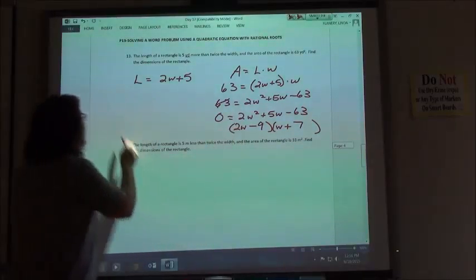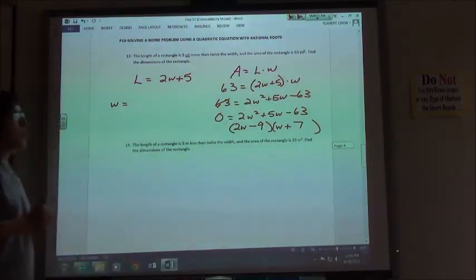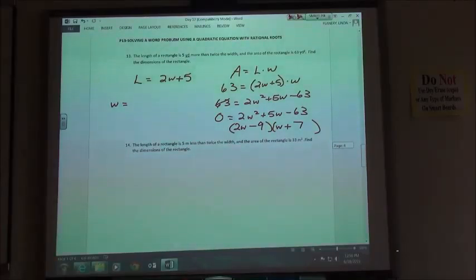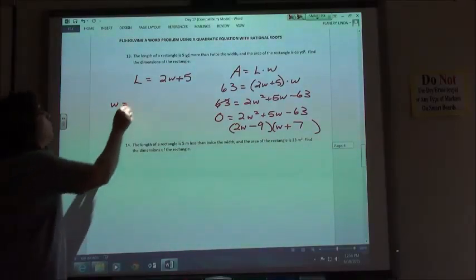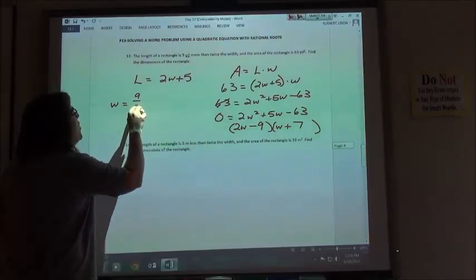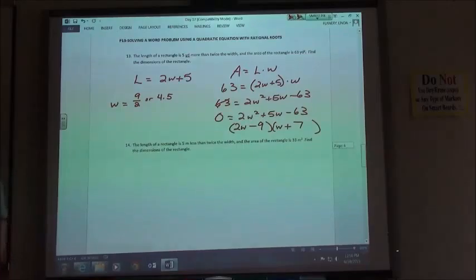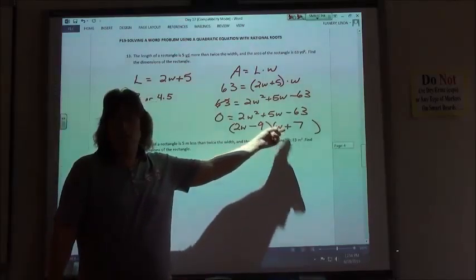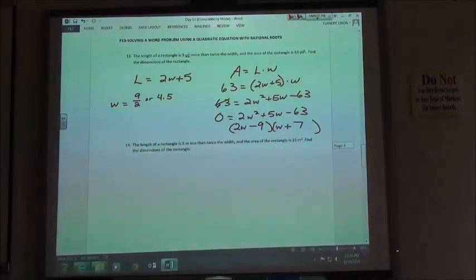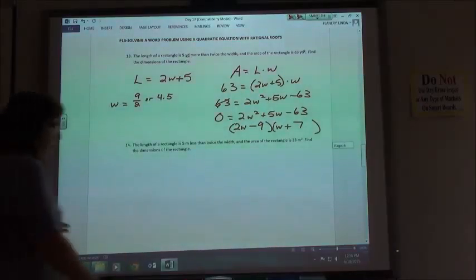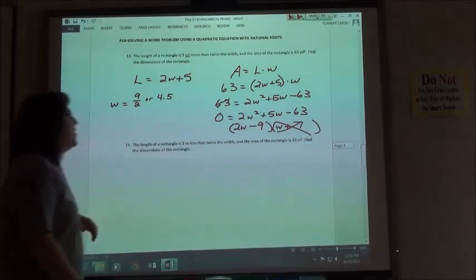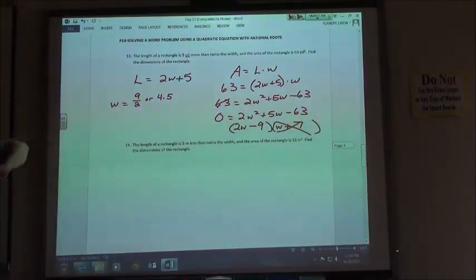So, if I solve that first one, W would equal 9 over 2. Since we're talking about the width of a rectangle, they're going to change that to a decimal. 9 over 2 is 4.5, right? Now if I solve the other one, W would equal negative 7, but we're talking about the width of a rectangle, so we can't use the negative 7 answer. That one doesn't work anyway. I know my width is 4.5.